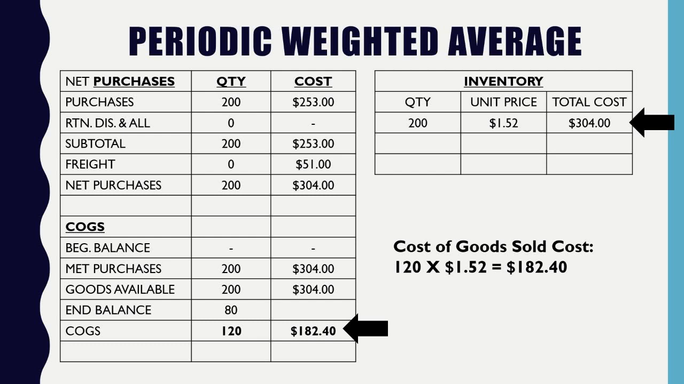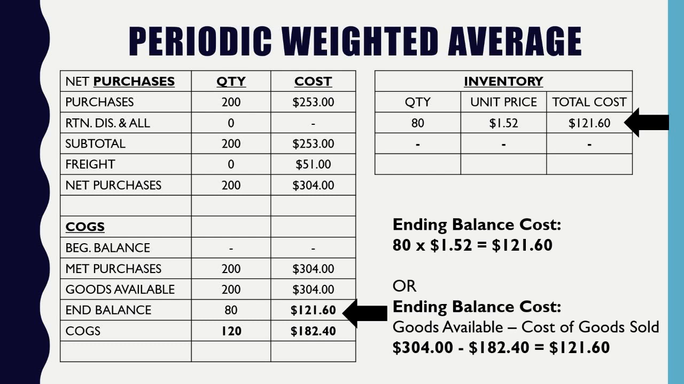And of course, how do I solve for my ending inventory? Well, I just take my ending inventory of 80 units and multiply that by my average cost per item, which is the 1.52, and that's going to give me my ending balance. Or I can simply take my 304, subtract the cost of goods sold to get a grand total of $121.60. The easiest and most straightforward, because you don't need to calculate so many numbers. All you really need to do here is calculate one. Okay?